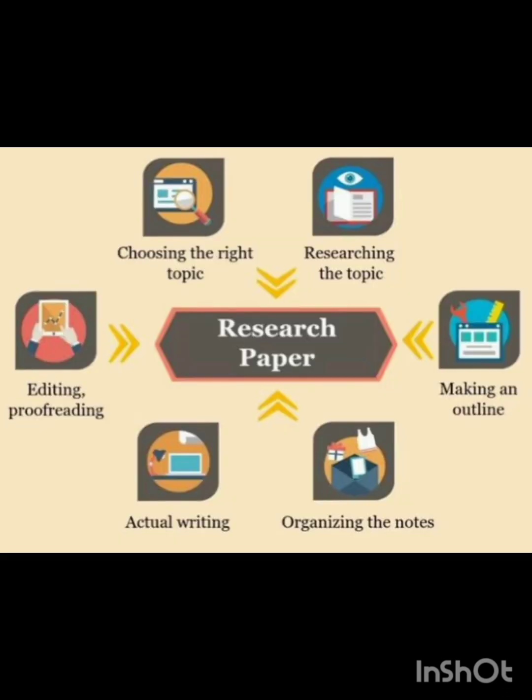So a research paper has these basic components. Number one, obviously choosing the right topic. Then researching the topic. You should research the topic before choosing it. Then making an outline, organizing the notes, actual writing, and editing and proofreading. These all are the basic components of a research paper.